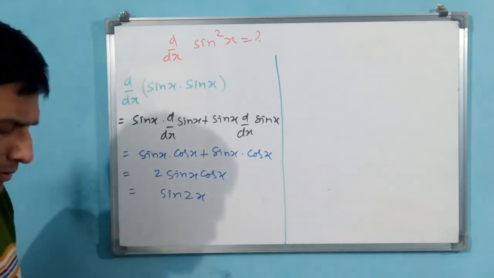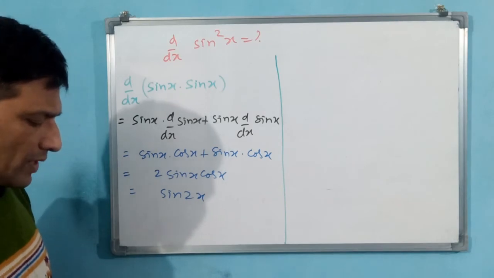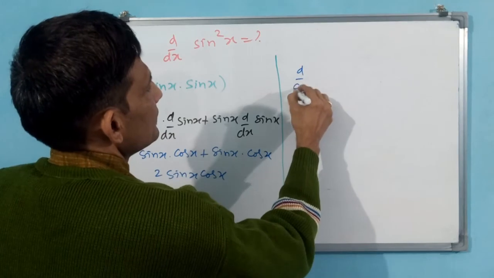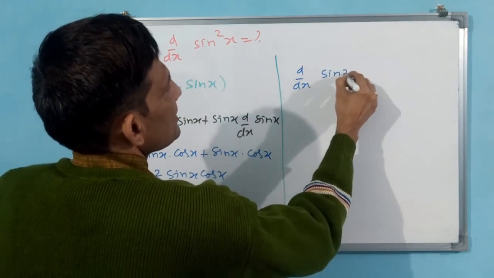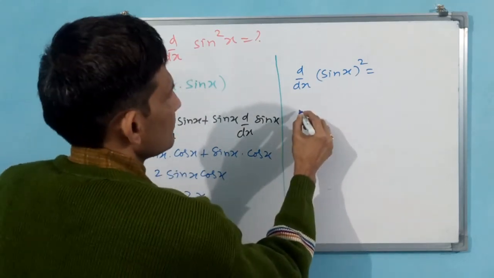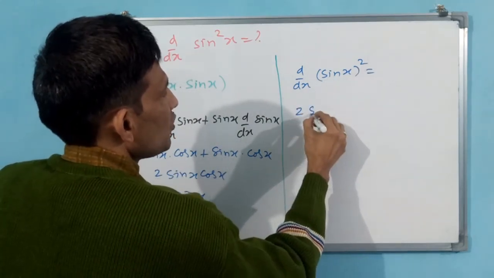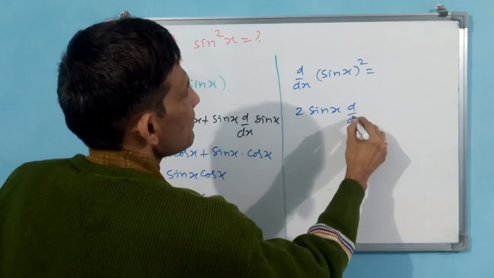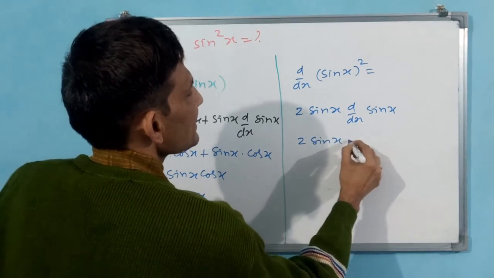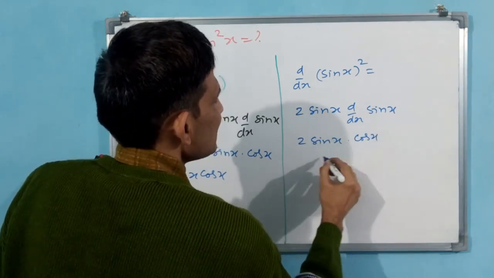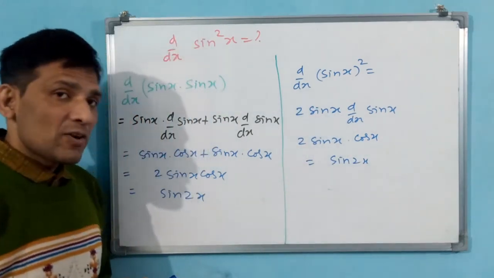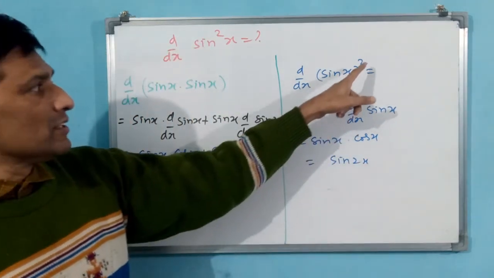Another process. Sorry. See how I am writing another process. Okay. d by dx sin x square is equal to 2 sin x into d by dx sin x. 2 sin x into d by dx sin x is cos x. 2 sin x cos x is equal to sin 2x. You understand now why I have written 2 times?